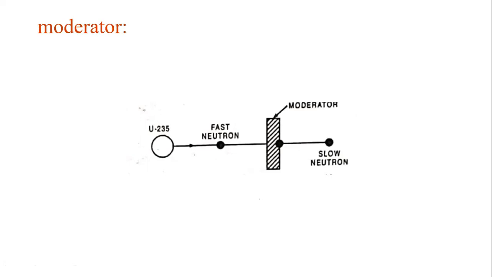The purpose of the moderator material in the reactor core is to moderate or reduce the neutron speed. What is the advantage of the moderator? To reduce the neutron speed. Why? Because otherwise we obtain an enormous amount of heat energy. To control that heat energy we use the moderator as a mediator for converting the fast neutron to slow neutrons.